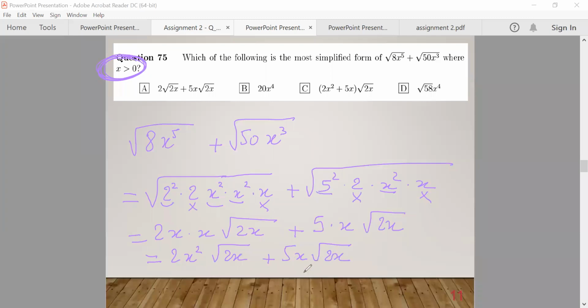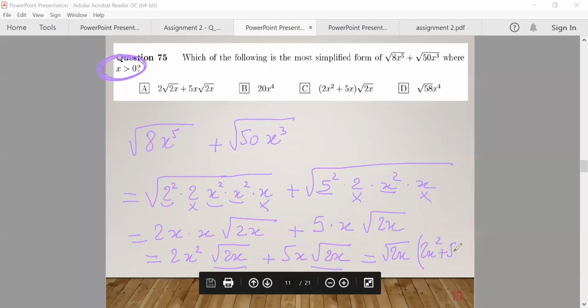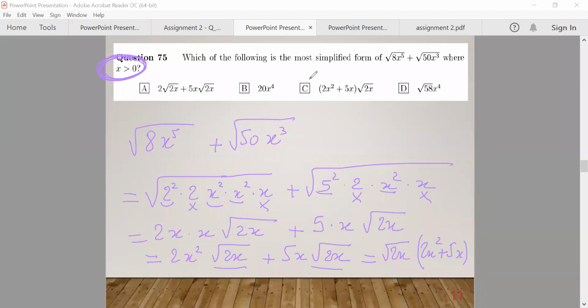And we cannot simplify more. We can only, if you want, take a common factor root 2x. So 2x squared plus 5x, and that's it. We cannot simplify more. It's answer C.